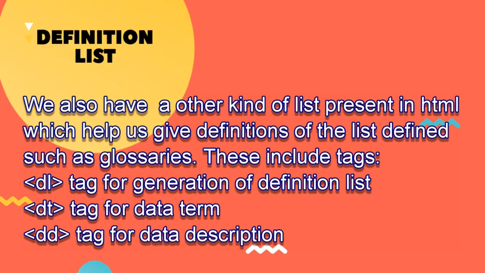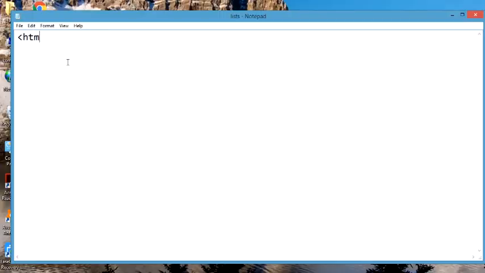The DL tag is used to generate the definition list. Means when I use this DL tag, the definition list will be produced. The DT tag is basically used to give the term that I want to define, and the DD tag is used to give the description of the term that I have defined.